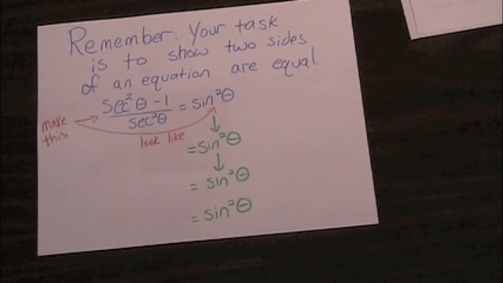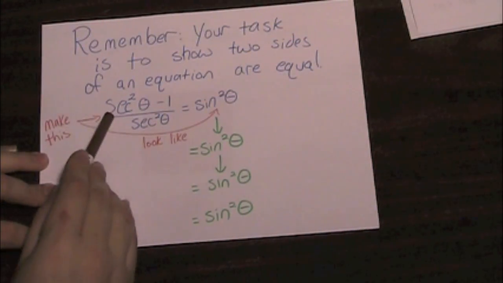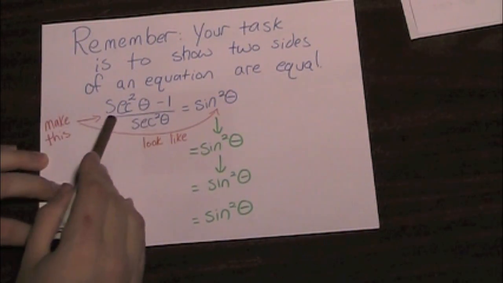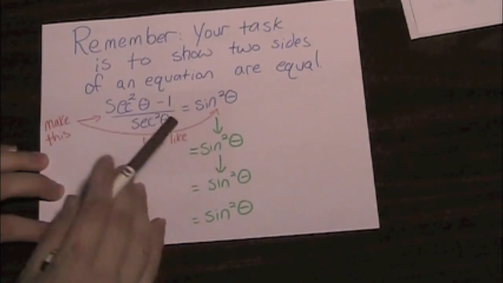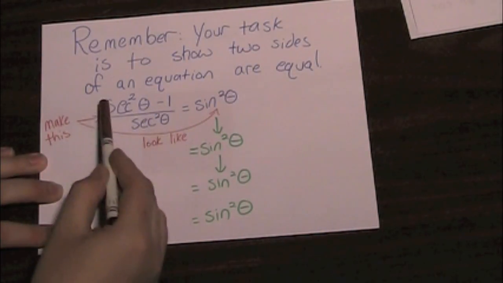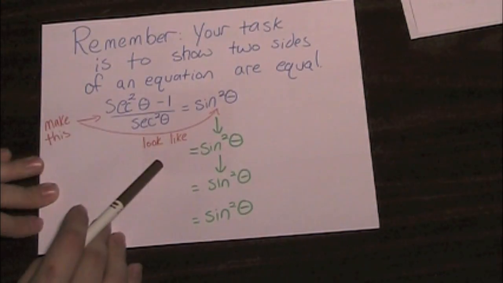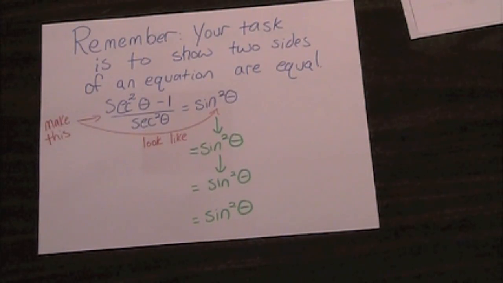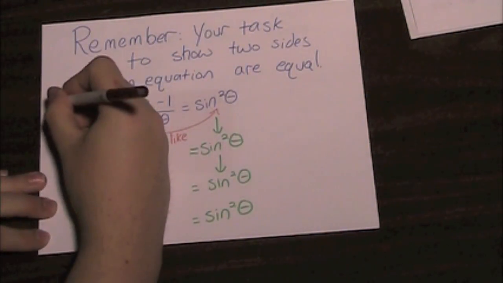Remember, in all of these, your task is to show that two sides of an equation are equal. In other words, for our example, secant squared of an angle minus 1 divided by secant squared is equal to sine squared. Our goal is to make the left side look like the right side. A pretty good habit is to start on the complicated side of the equation.